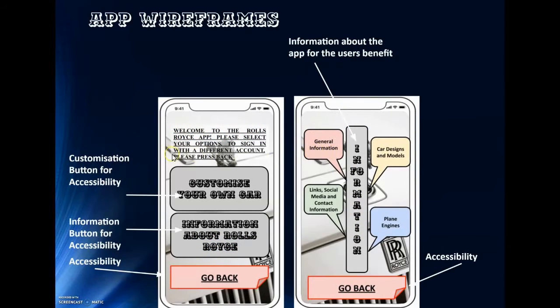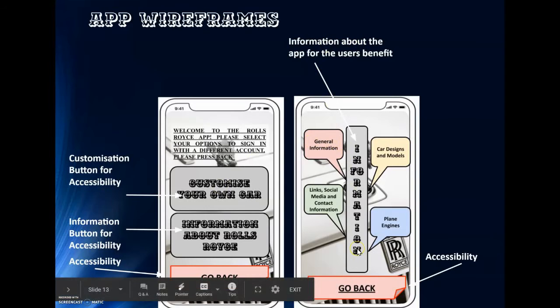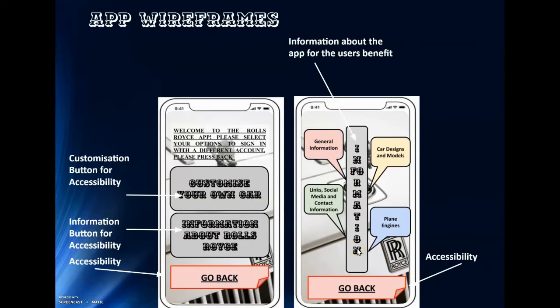This second wireframe is about the accessibility part of the app for the information and for what section you're going to go into. So here is information about the app for the user's benefit, and there's accessibility for go back. There's a customization button for accessibility and information button for accessibility, as well as a go back information for accessibility.